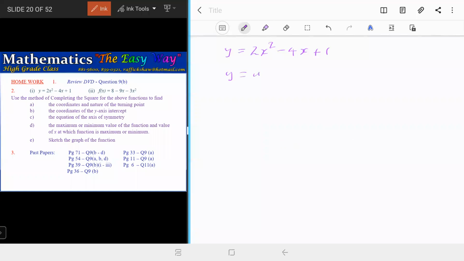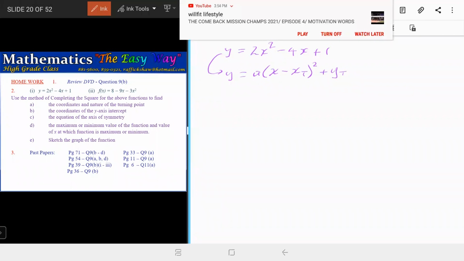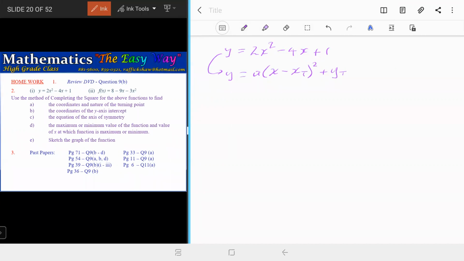a into x minus xt squared plus yt. That's what we're going to use. So we're going to go from this to that. That's writing it in a different form, going from the standard form to the vertex form by the method of completing the square. All right? By the method of completing the square.